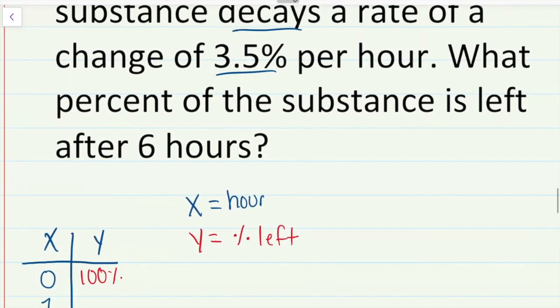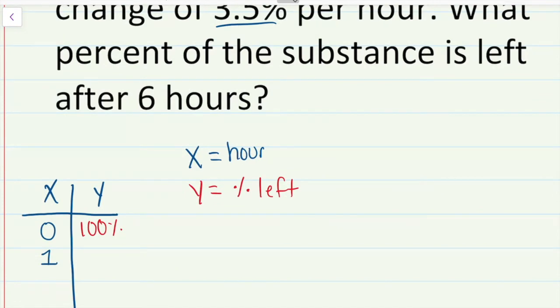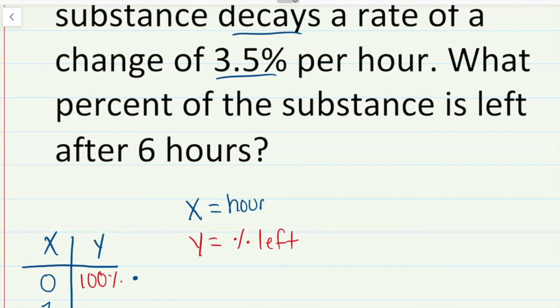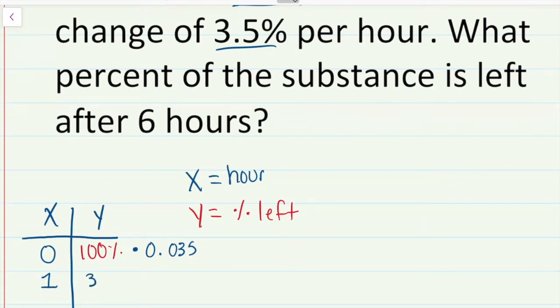If you wanted to multiply them, you would turn 3.5% into a decimal. If you remember, if it's a percent, divide by 100 and you will get its decimal, which is 0.035. So that will give me 100 times 0.035. So you're saying after an hour, we have 3.5% left?